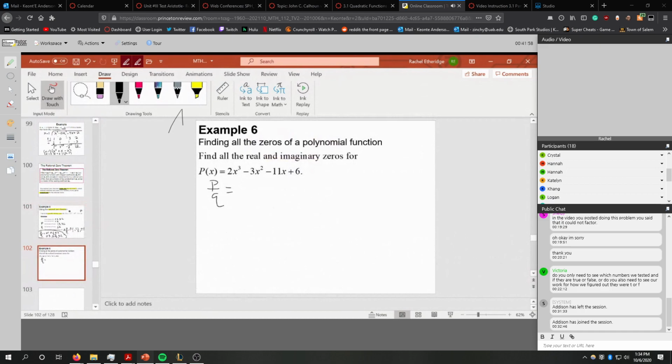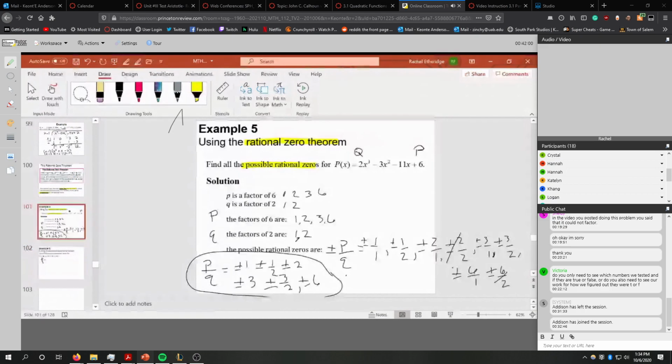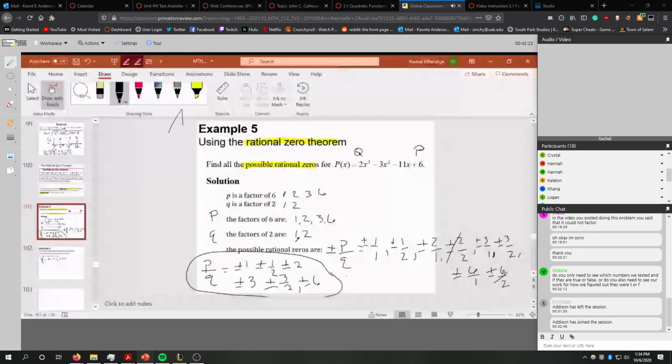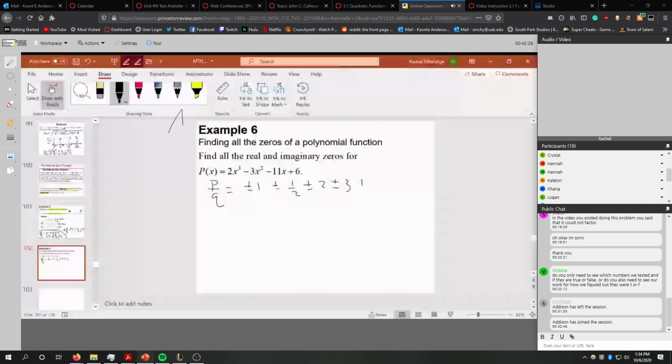So we did all of our P over Q's. We had 1, 1/2, 2, 3, 3/2. I think I can remember that. So plus or minus 1, plus or minus 1/2, plus or minus 2, plus or minus 3, plus or minus 3 over 2, plus or minus 6.